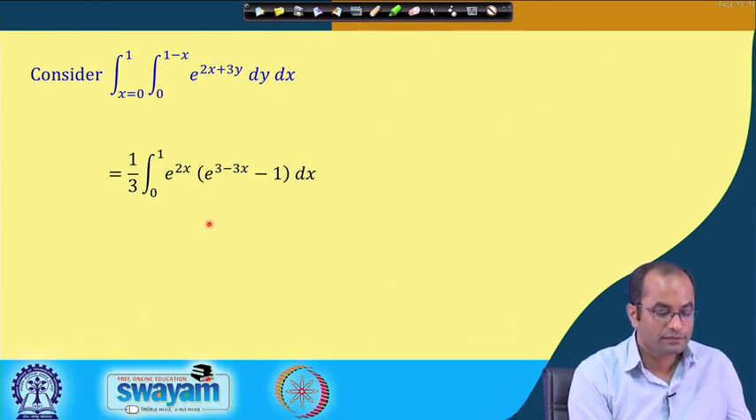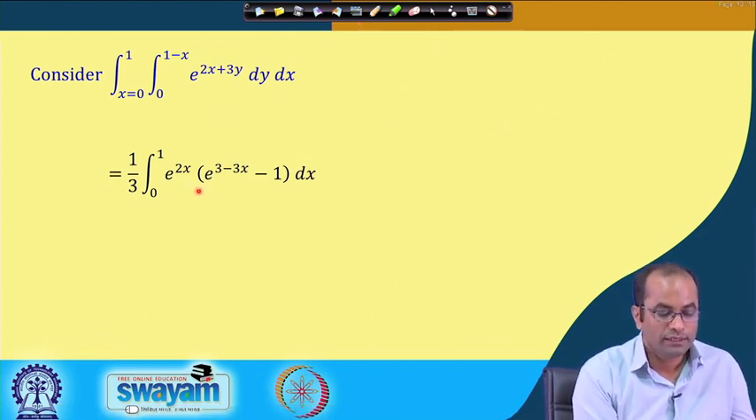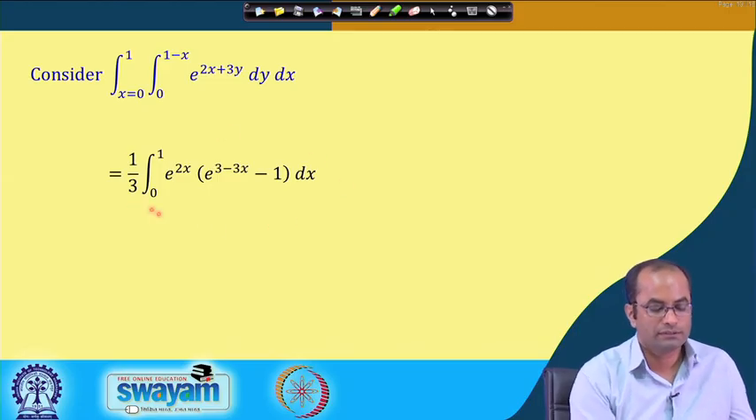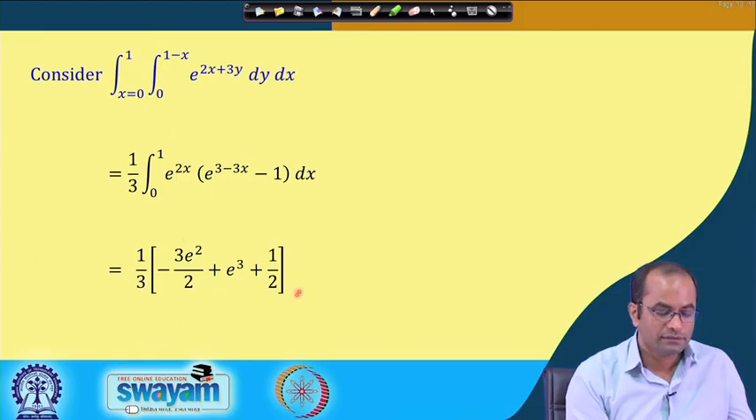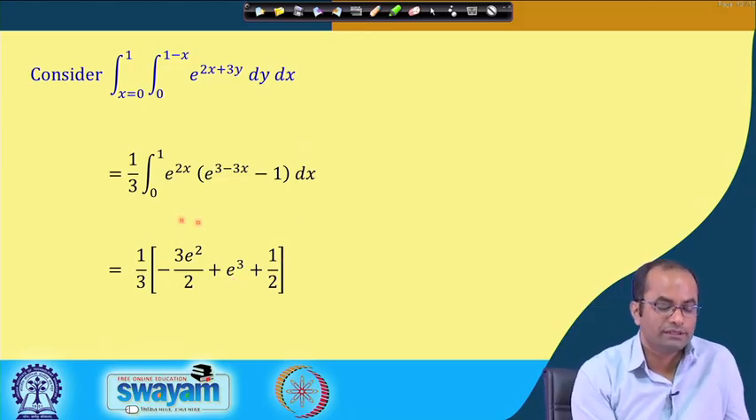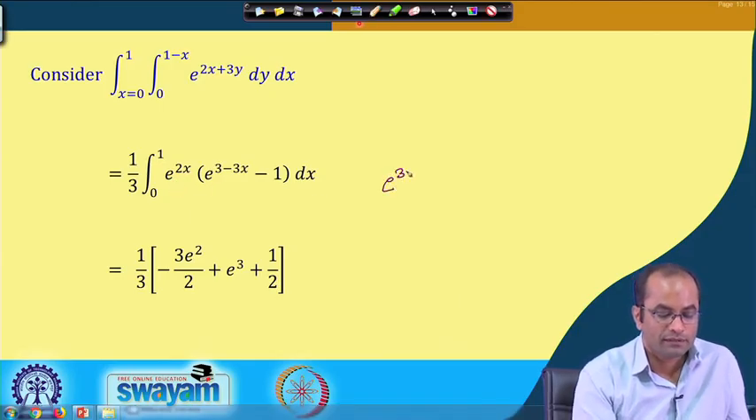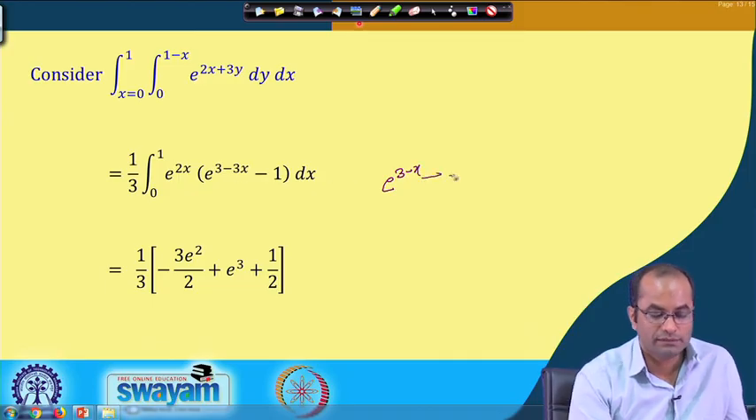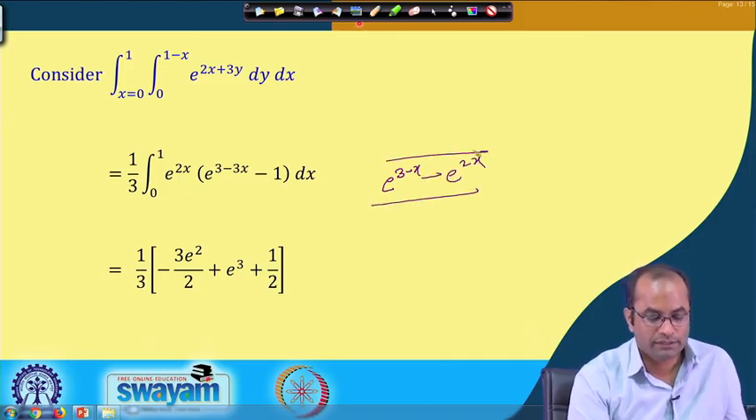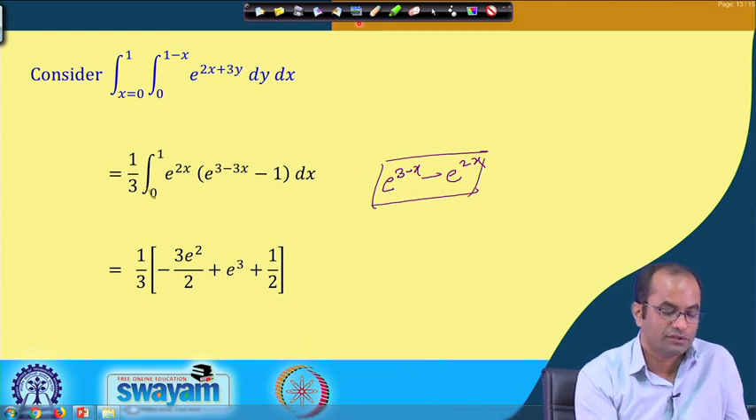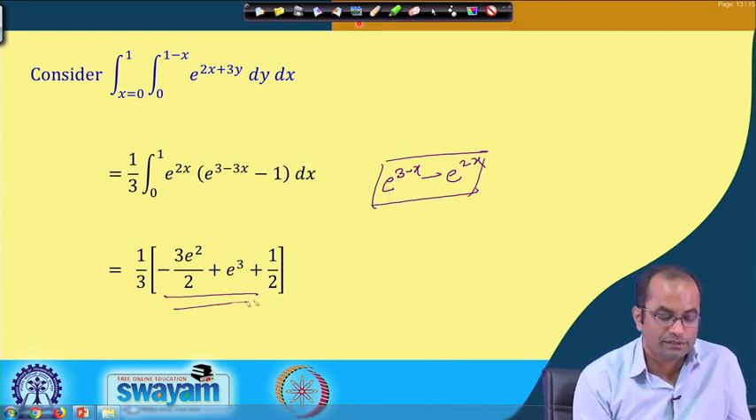So, this is the first integral, the inner one, and now we can integrate this as well, because it is a simple integral. We will get here 1 by 3, and then there will be minus e power 3 by 2 plus e cube and plus half. When we integrate this simple integral, we multiply by e power 2x. So, we will get e power 3 minus x, and then minus here e power 2x, which we can integrate and put the limits 0 and 1, and we will get this number here.